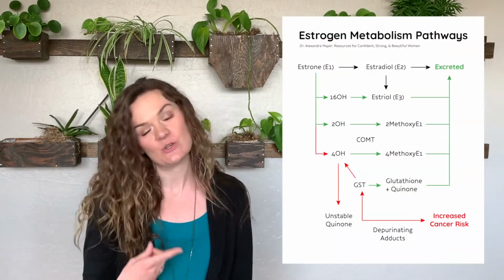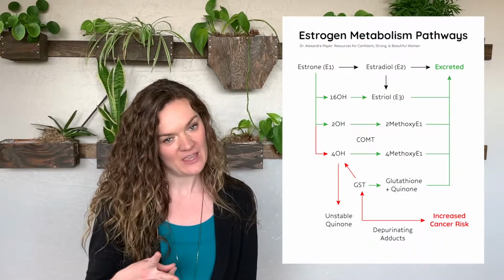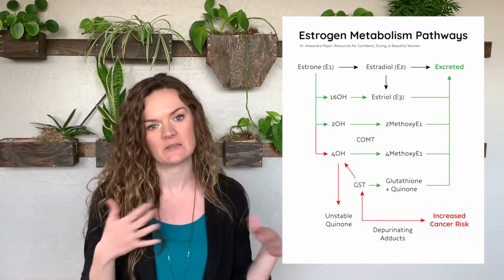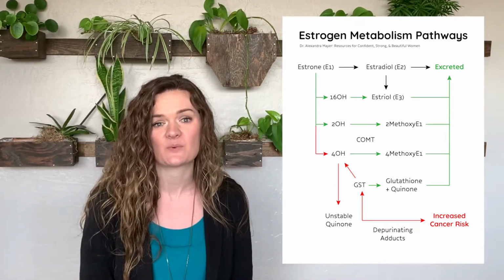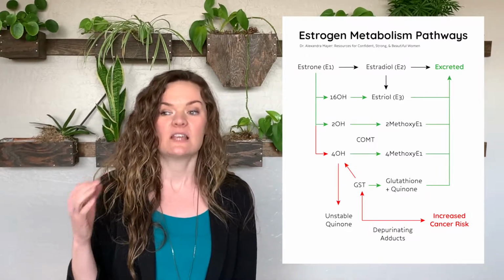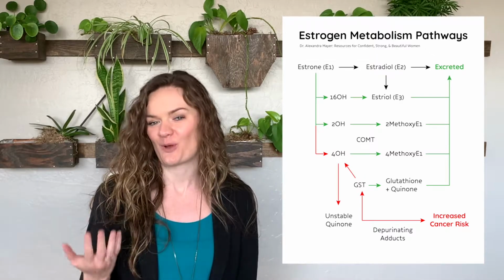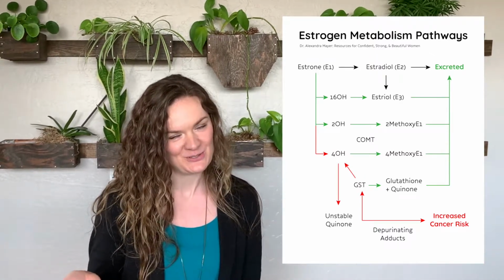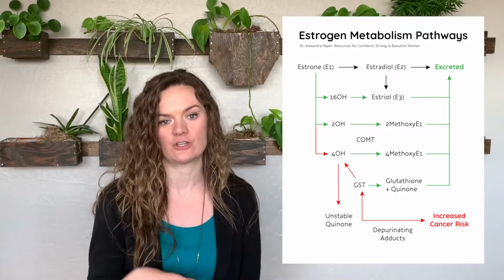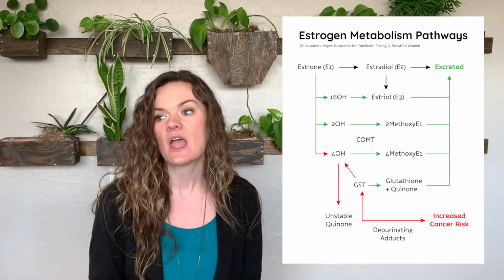With the first phase, you'll remember that there's three pathways we can go down, right? There's the good pathway, the 2-OH pathway, the bad pathway, the 4-OH pathway, and the 16-OH pathway, which can be both good or bad depending. The key of this is that the 2-OH pathway doesn't cause as much proliferation or growth, right? So we don't want abnormal growth of tissues. And the 4-OH pathway causes more proliferation, more growth, and more symptoms.